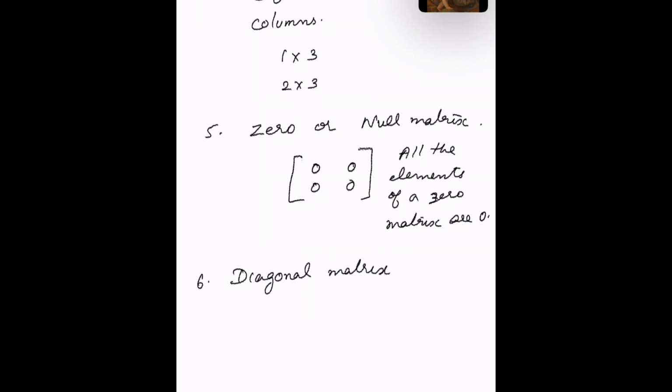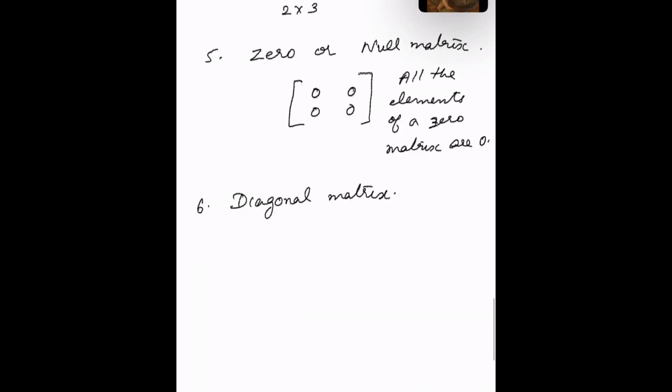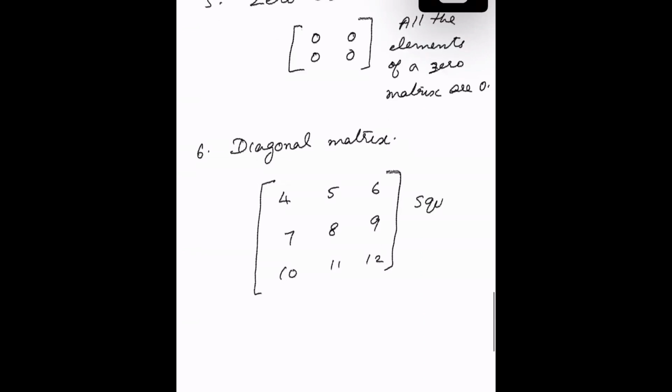Diagonal matrix. What is meant by diagonal matrix? A diagonal matrix happens only in a square matrix. I have 4, 5, 6, 7, 8, 9, 10, 11, 12. This is a square matrix. Now, what is a diagonal matrix? This is not a diagonal matrix. This is just a square matrix.